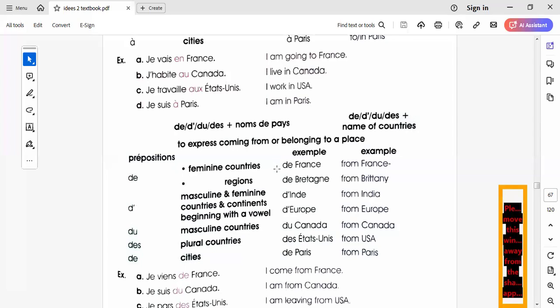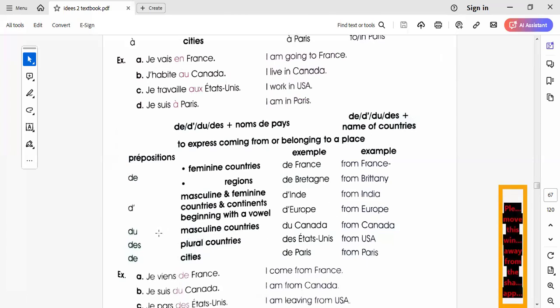For example, France. France is ending with E. It is feminine, so we are using de. Britain, we are using de. Then, it is beginning with a vowel, so we are using the apostrophe. And this D means from. I'm coming from. Okay. So you have to be careful with the verbs. Aller means to go. Venir means to come. So whenever we have the verb aller, we have the earlier prepositions. Whenever we have the verb venir, we have these prepositions.